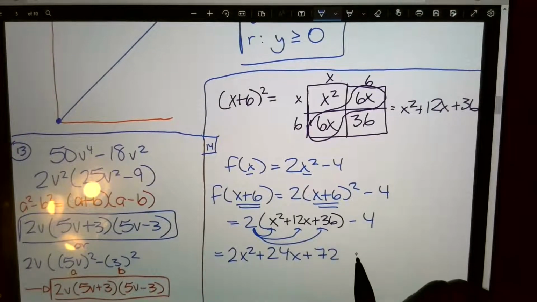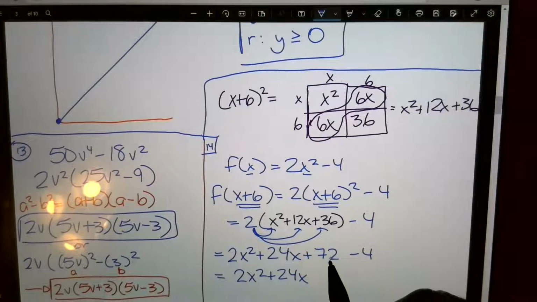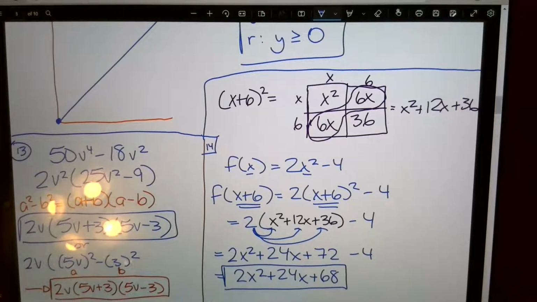Plus 72 minus 4. This is 2x squared plus 24x, and then 72 minus 4 is 68. Boom.